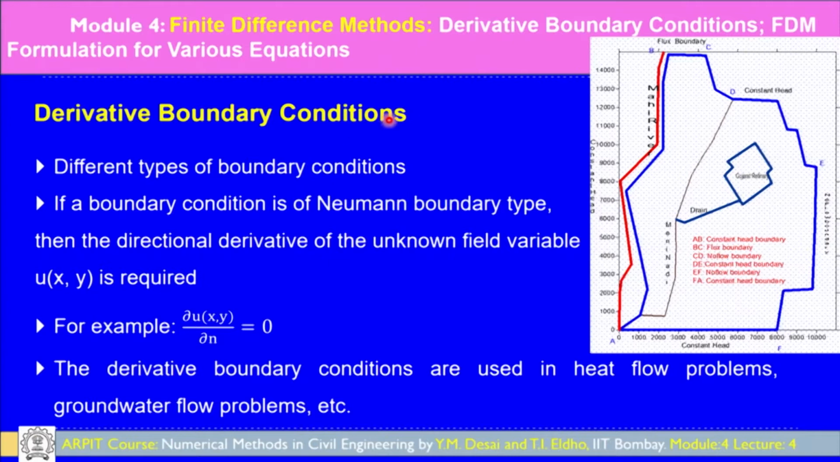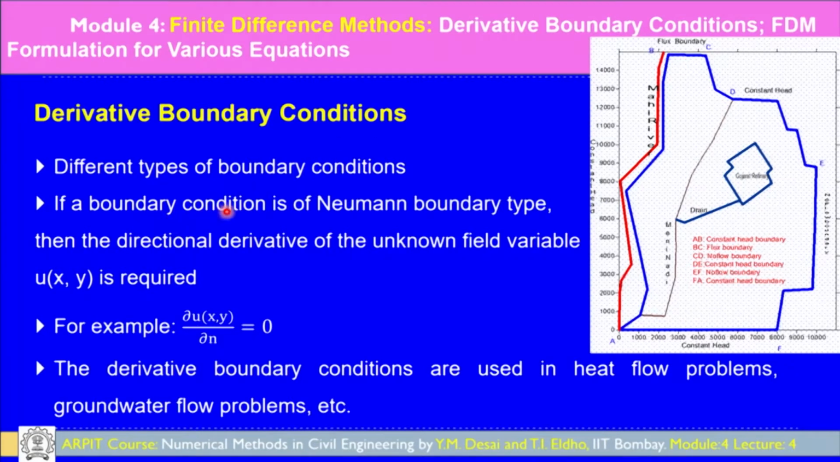As we have already seen in the previous lectures, there can be different kinds of boundary conditions, like Dirichlet boundary condition, Neumann boundary condition, then Cauchy's boundary condition, Robin's boundary condition, like that. But generally 2 types of boundary conditions are commonly used: one is the Dirichlet boundary condition and the second one is the Neumann boundary condition. Here we will discuss how to use the finite difference method if derivative boundary conditions are there.